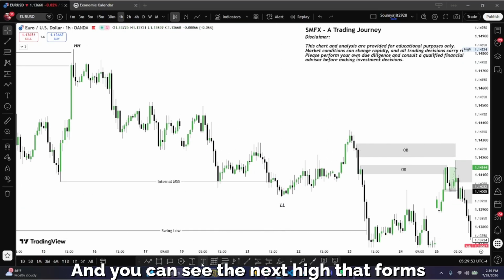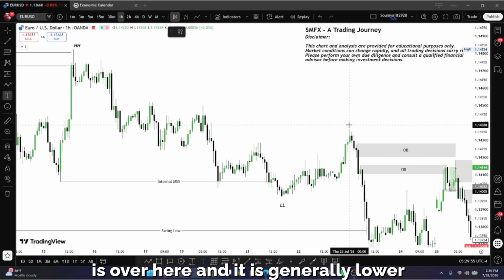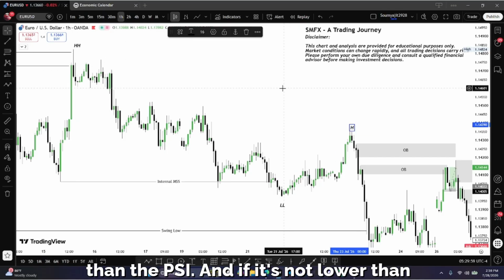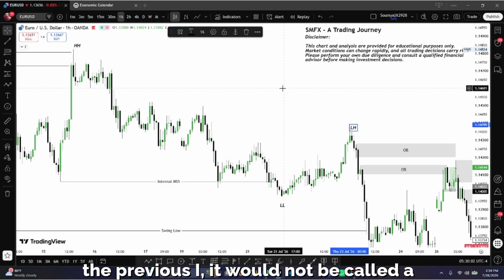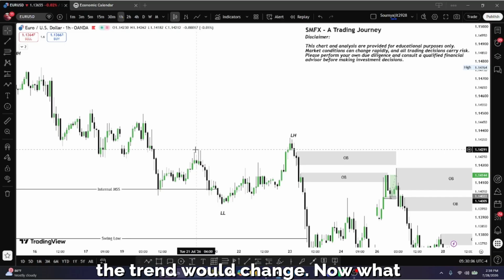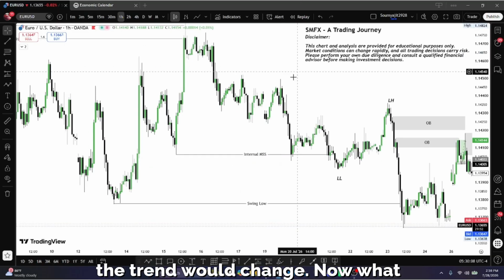And you can see the next high that forms is over here, and it is generally lower than the previous high. And if it's not lower than the previous high, it will not be called a lower high but a higher high, and the trend would change. Now, what is the market structure shift?